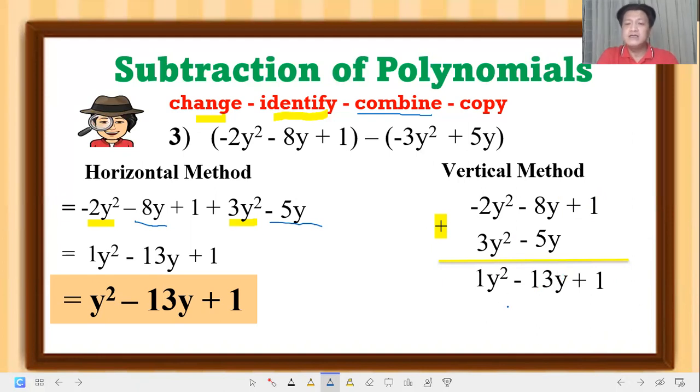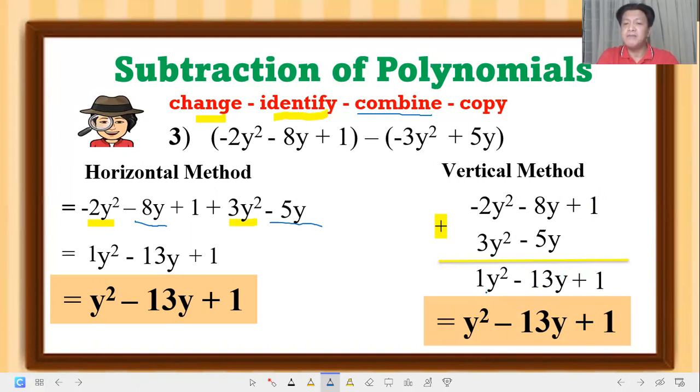Then, is this the final answer? Okay, so not yet. No, we have to simplify. Meaning to say, that is y squared minus 13y plus 1. Okay, always remember if the numerical coefficient is 1, no need to write it. Okay, so kung mapapansin natin, they have the same answer, whether in a horizontal or vertical method. As long as you can give the correct answer, kung saan ka mas madadalian, it's up to you.